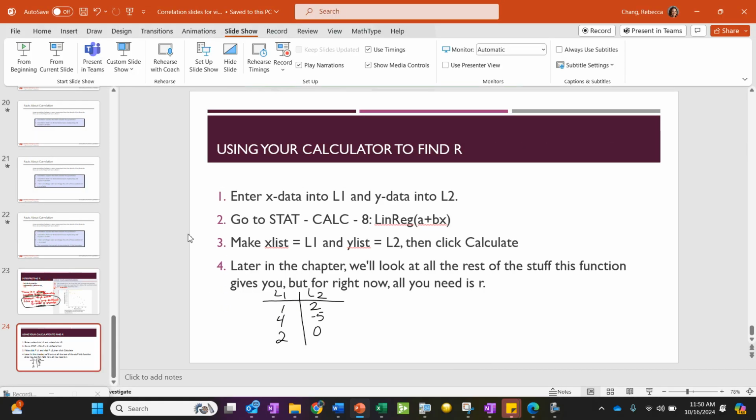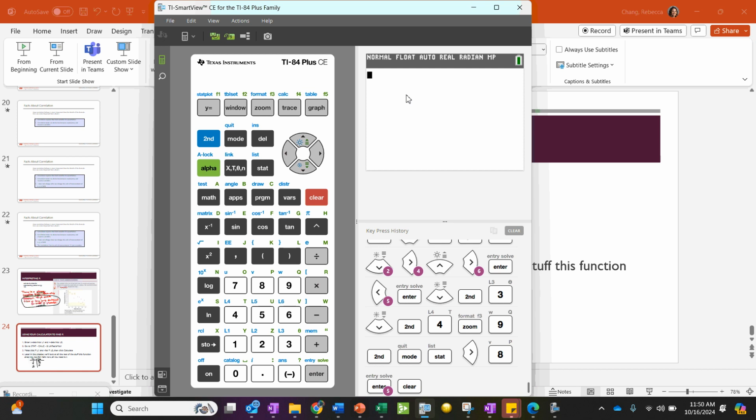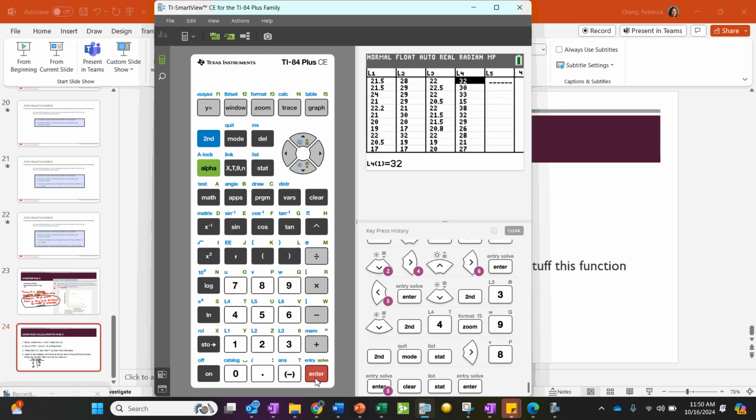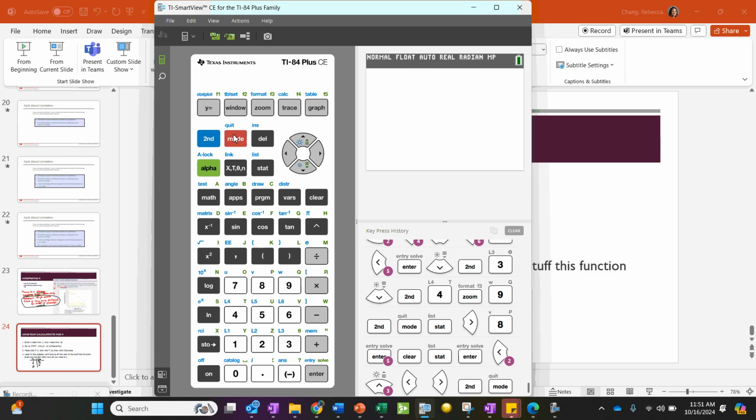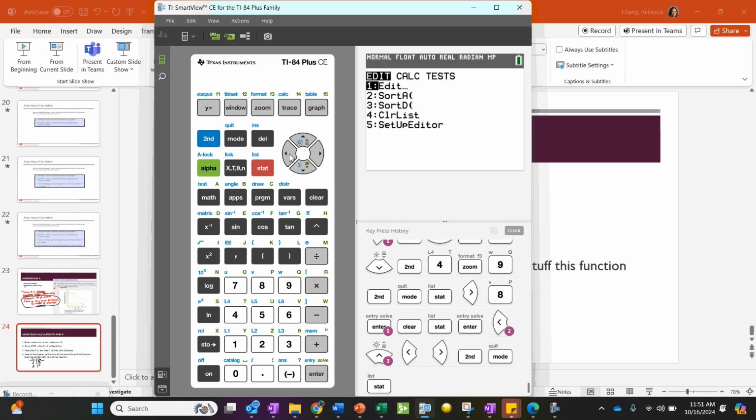So watch, ready? I'm going to X out of here and go to my calculator. Stat edit is where I would enter my data if I didn't have something in already, but I'm going to go check. If I go to the bottom of L1 and L2, it looks like I have some data in here already. So I'm going to go second quit, and now I'm back to the home screen. In order to find my R value, I am going to go to Stat, Calc, and then LinReg down here, option 8. So I can hit 8, or I can scroll down and hit enter over 8.